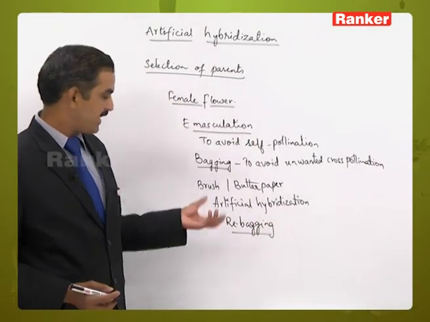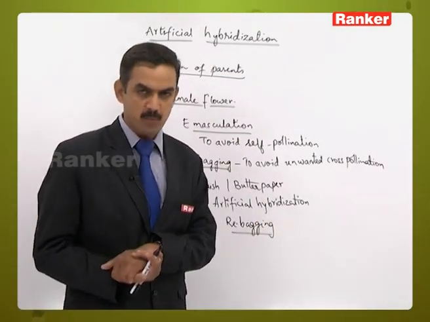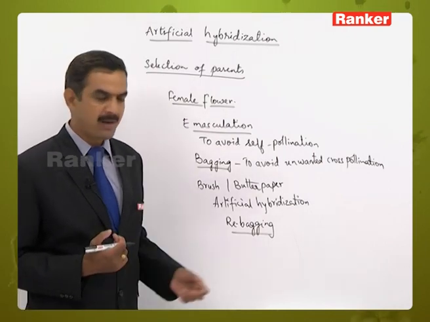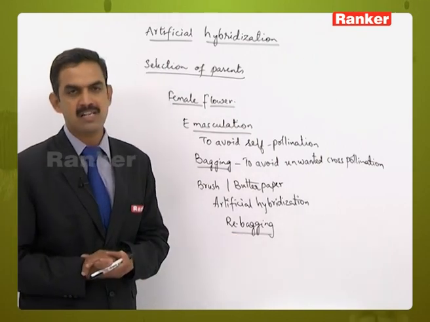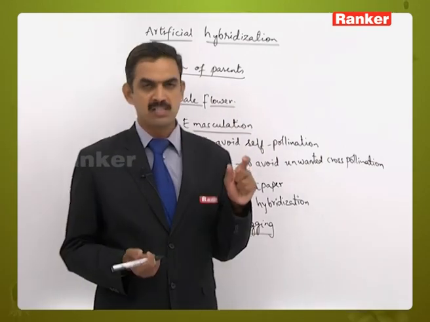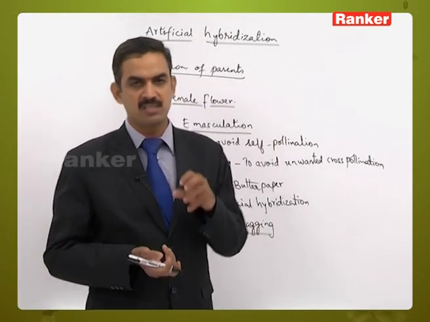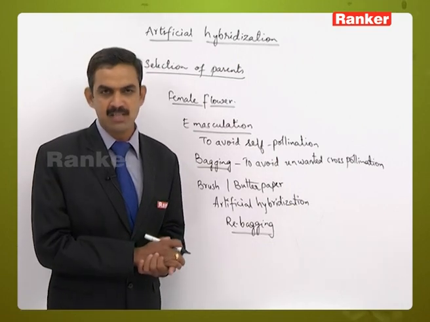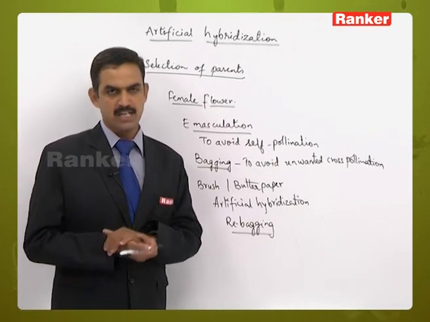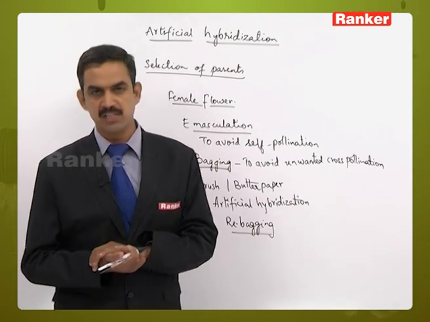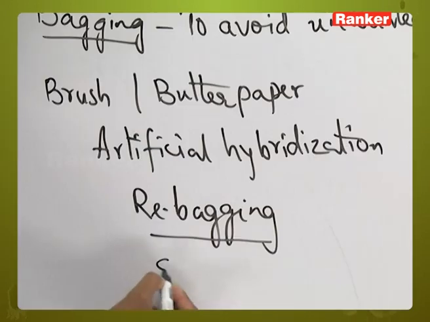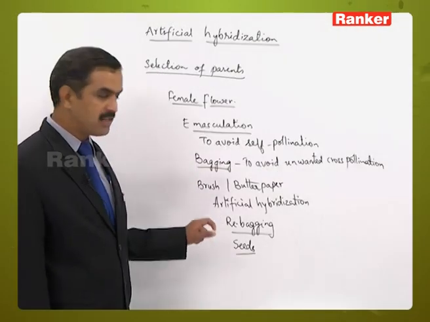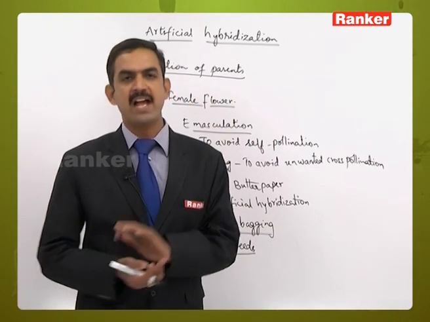What is the need of rebagging after doing artificial hybridization? There is a possibility of further transfer of pollen grains from some other plant. That is the reason they go for the rebagging process. And after rebagging, after some days, what happens? The pollen grains germinate on the stigma and produce a pollen tube. The male gametes fuse with the female gametes, leading to the formation of embryo and endosperm, and ovules are converted into seeds. Whatever seeds are produced, we call them hybrid seeds. These hybrid seeds are sown to produce the F1 generation.